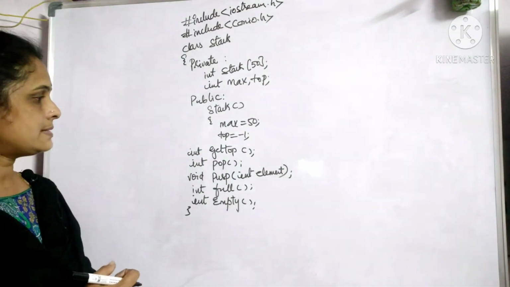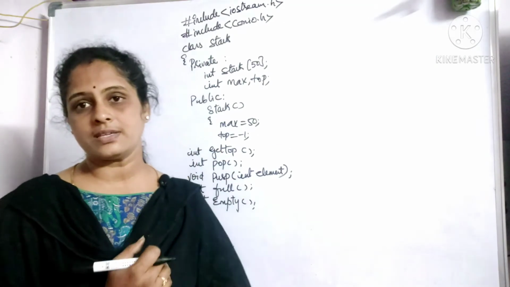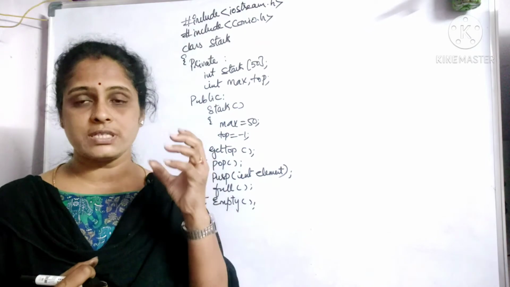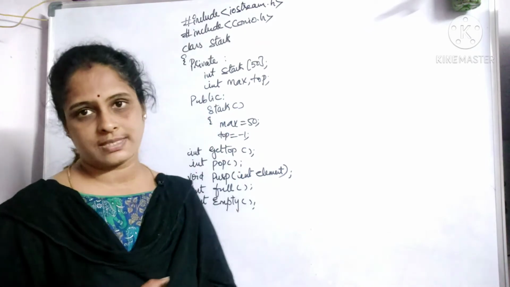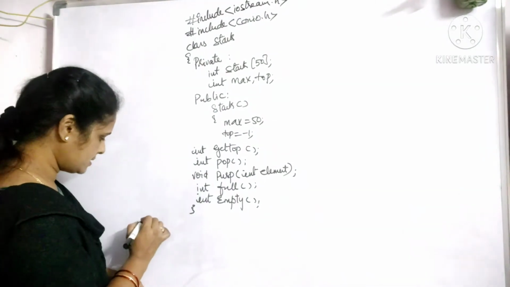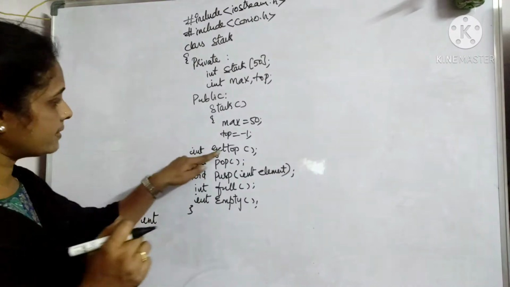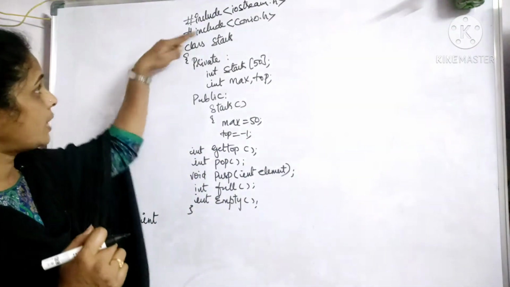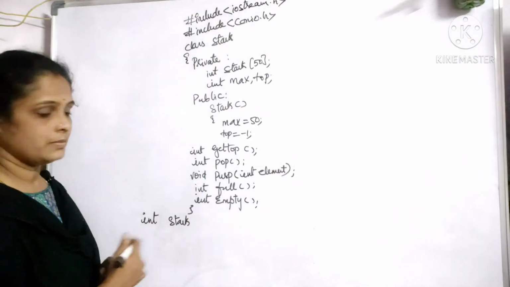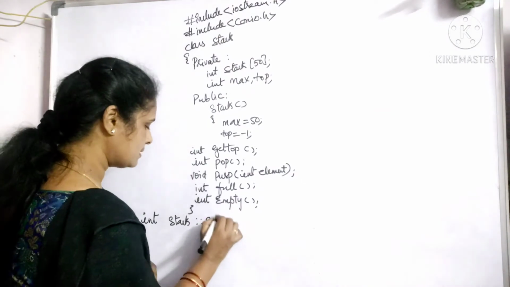First of all, we'll see get top. What does get top do? As we have seen in the previous session, get top will give you the value which is stored at the topmost position of the stack. So how do we write that? Here int get top. We are writing this method outside the class, so I need to use the class name, scope resolution operator, followed by the method name, that is get top.